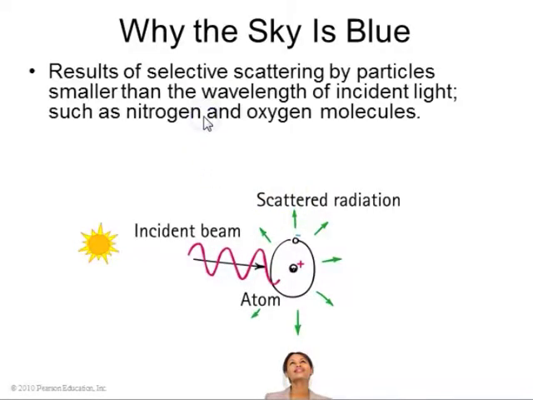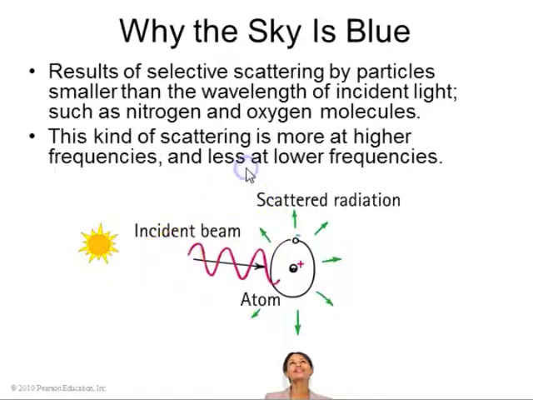So why is the sky blue? Well, when you're looking at the blue sky, you're looking at scattered sunlight. And so when sunlight goes through the air, it encounters nitrogen and oxygen molecules, little particles that are smaller than the wavelength of the sunlight. And it can scatter that radiation. And this is called Rayleigh scattering.